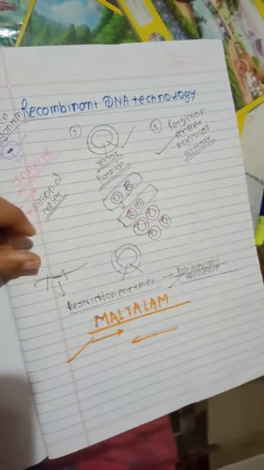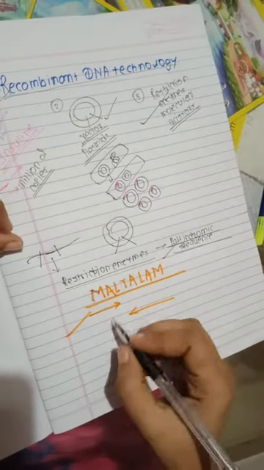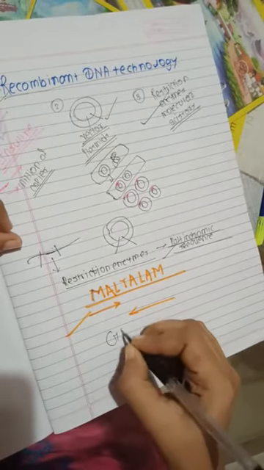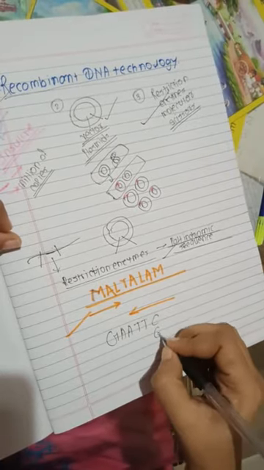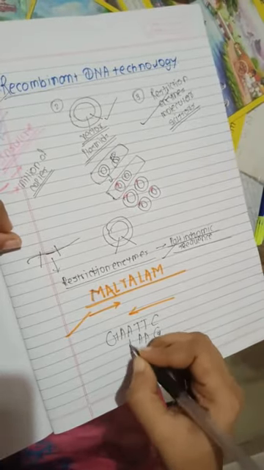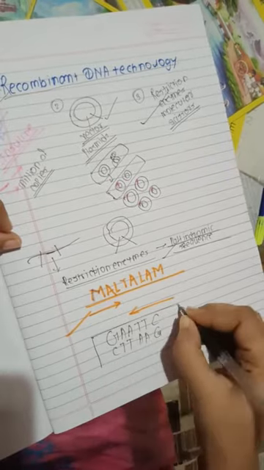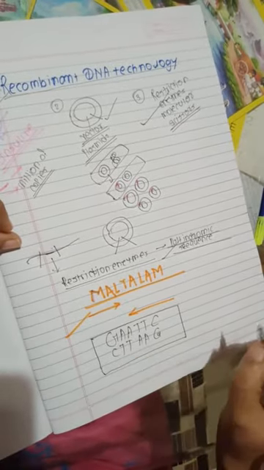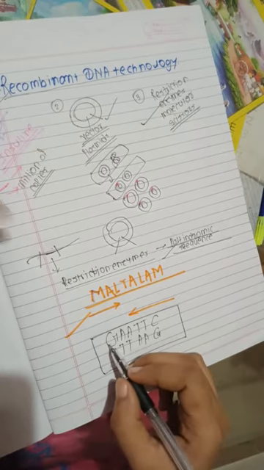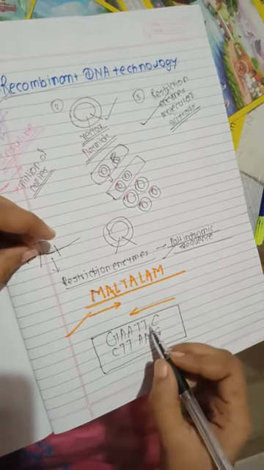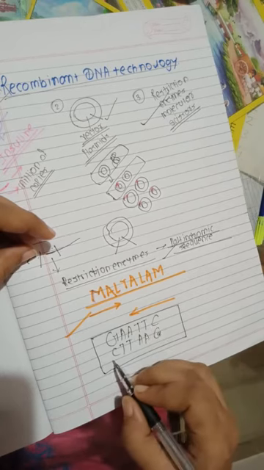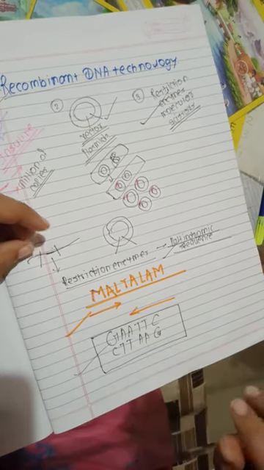And you know what, in a genetic sequence, suppose you have GAATTC, and here GAATTC. These are palindromic sequences. You can read this from left to right and from right to left: GAATTC, GAATTC. So this is a palindromic sequence.